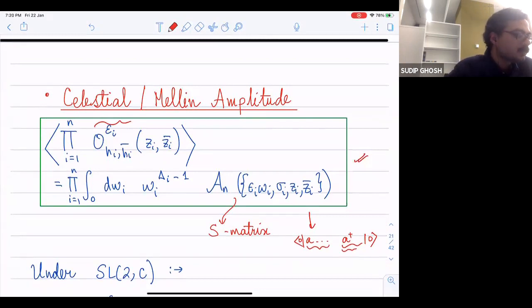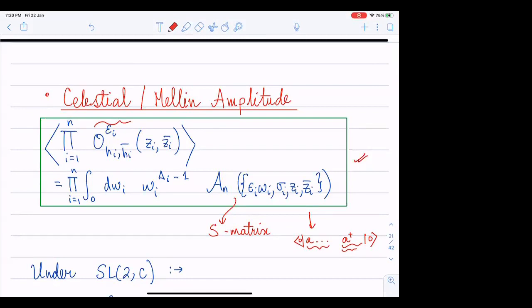The point to take away from here is that if you perform a Mellin transform of the standard S matrix, then that can be interpreted as behaving like an n-point correlation function in some conformal field theory. And this conformal field theory is nowadays referred to as the celestial conformal field theory, for obvious reasons.